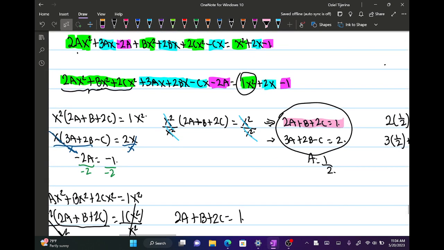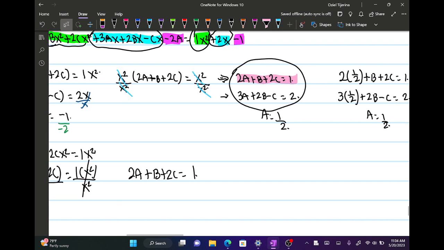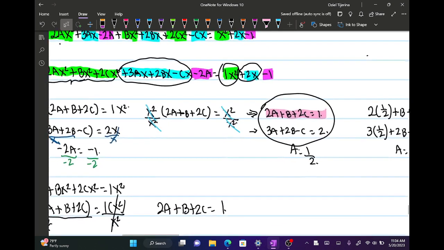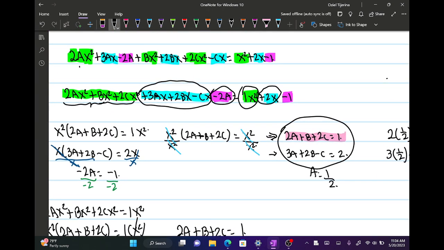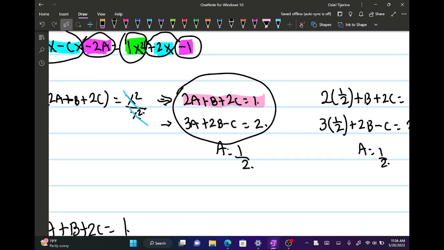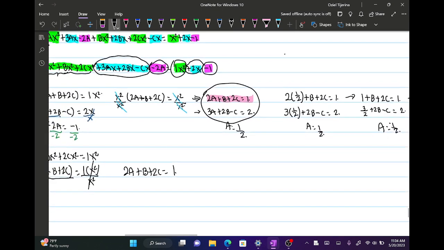I did the same thing for the blue part, where I took out the x term, this whole part here, and made it equal to 2x, and I did the same exact thing. So then I ended up with 3a plus 2b minus c equals 2. And for the last part, I had negative 2a equal to negative 1. You do a little bit of algebra to solve for a, and get a equals 1/2.